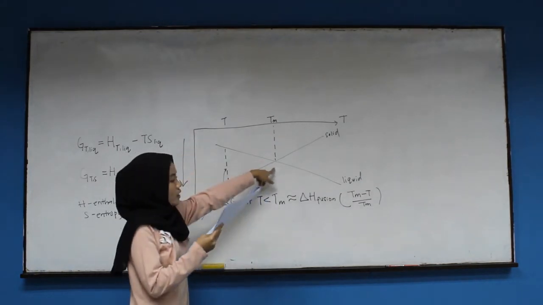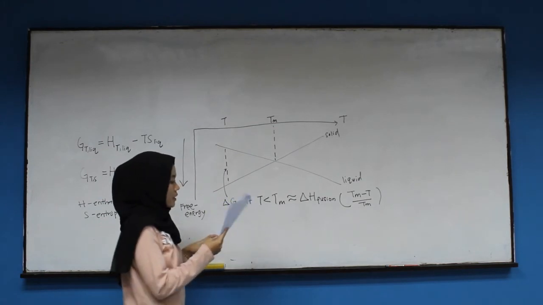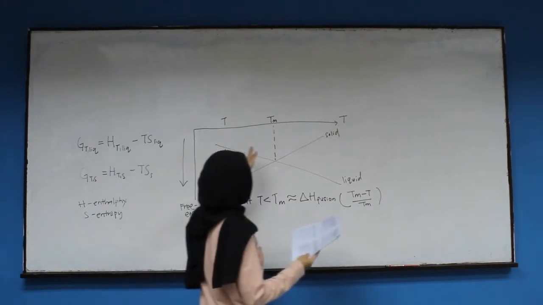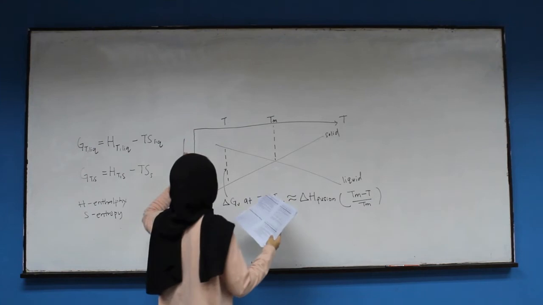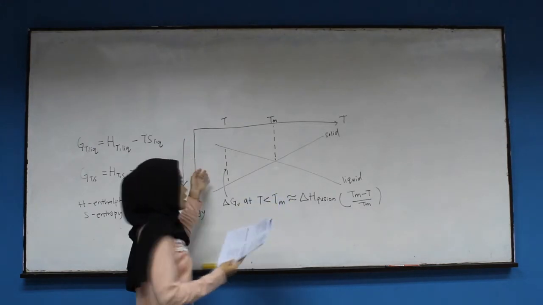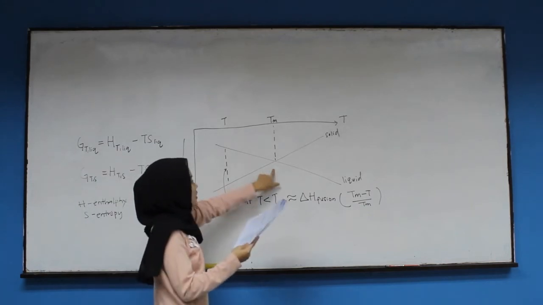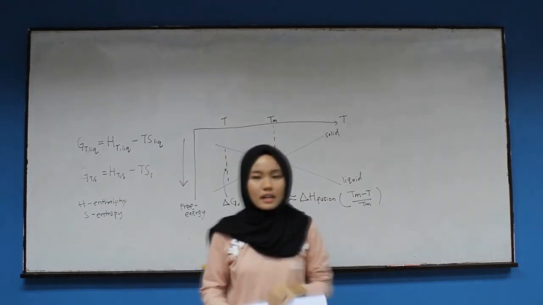In this phase, the liquid has the lowest energy and is the more stable phase. But if T is lower than Tm, here, the solid has the lower energy, therefore the solid is the more stable phase. The intersection of T, as I said before, is the melting point of the solid.